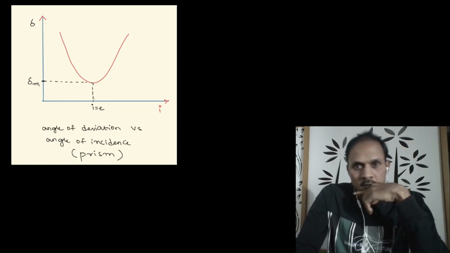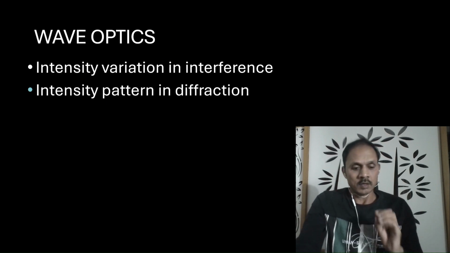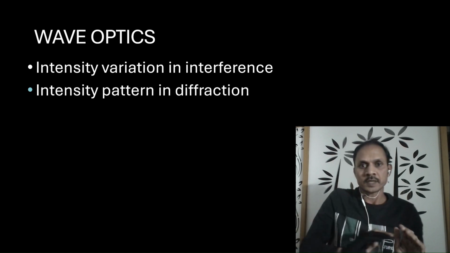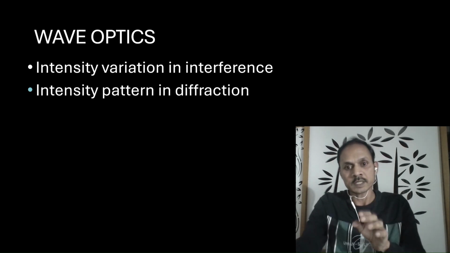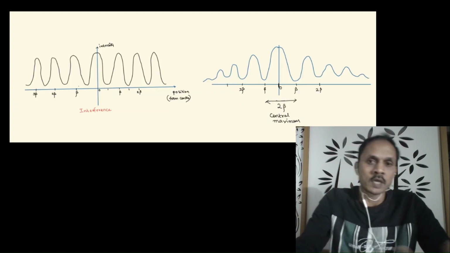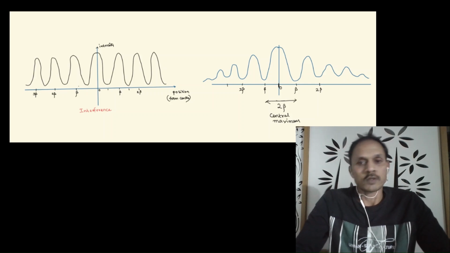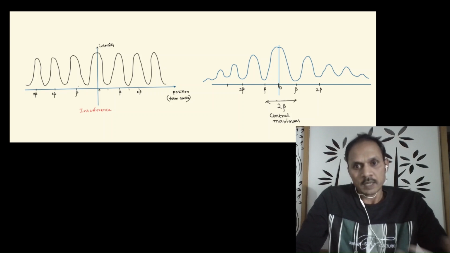Going to the next one, in wave optics, what is important here? How does intensity vary with distance or with the position on the screen? In interference and in diffraction, you know the difference. In interference, it is constant intensity at all bright fringes, I mean, same intensity for all bright fringes. Whereas in diffraction, different bright fringes have different brightness, decreasing with the order of the fringe. So you have to show that graphically.